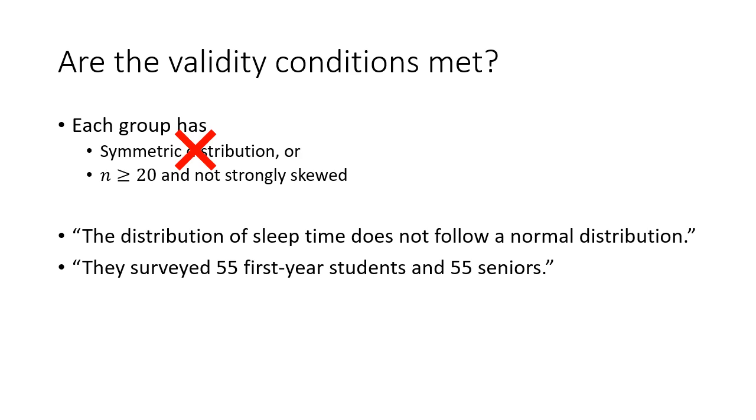But we're also told that they surveyed 55 first-year students and 55 seniors. So our sample sizes in each group are at least 20. 55 is enough larger than 20 that it can overcome some amount of moderate skewness. So in the absence of any information to suggest that the data would be strongly skewed, I'm willing to believe that this second criterion is satisfied, and the validity conditions overall have been met. That means that a two-sample t-test is appropriate.